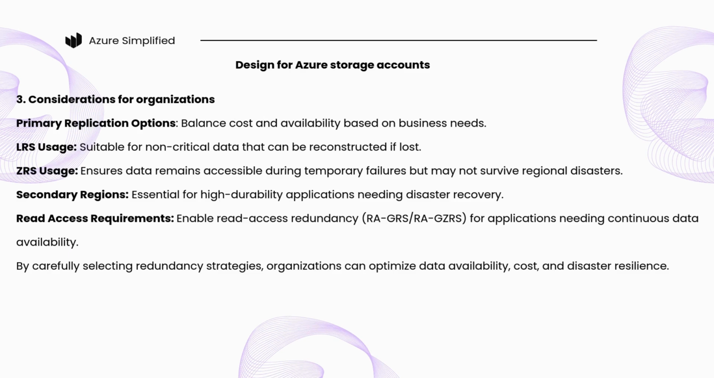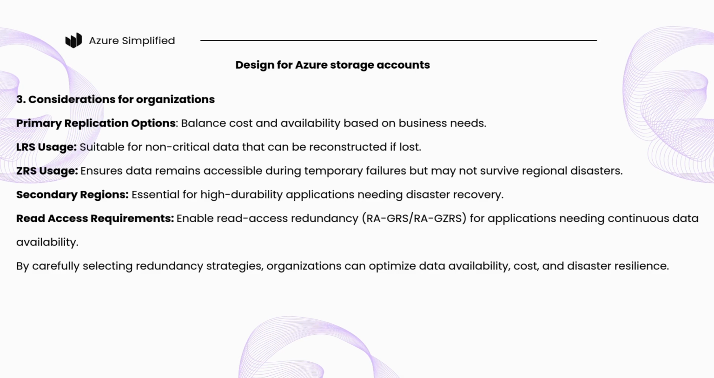3. Considerations for organizations. Primary replication options balance cost and availability based on business needs. LRS usage: suitable for non-critical data that can be reconstructed if lost. ZRS usage: ensures data remains accessible during temporary failures but may not survive regional disasters.